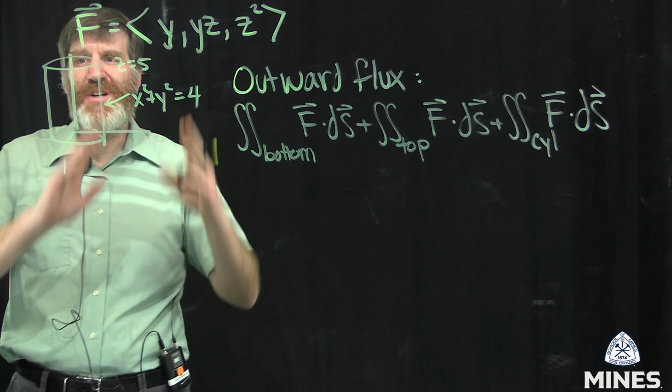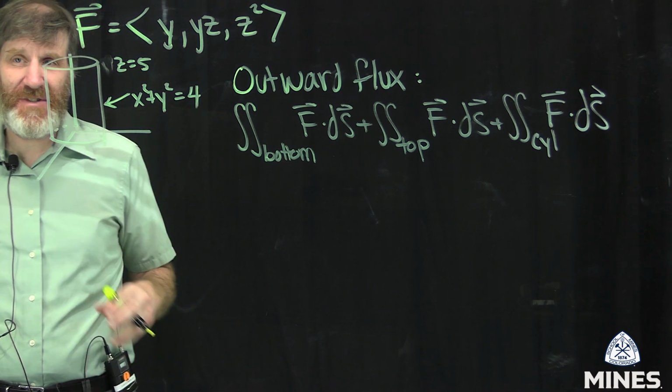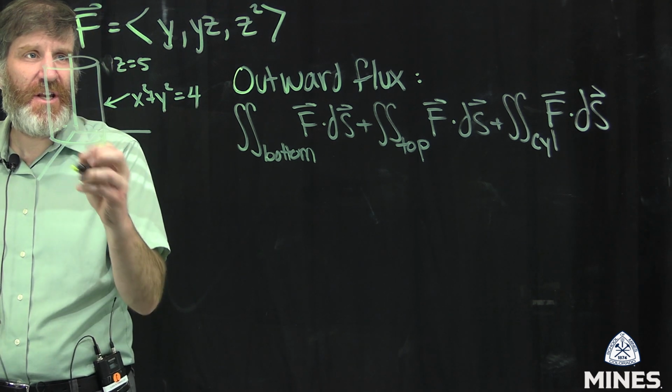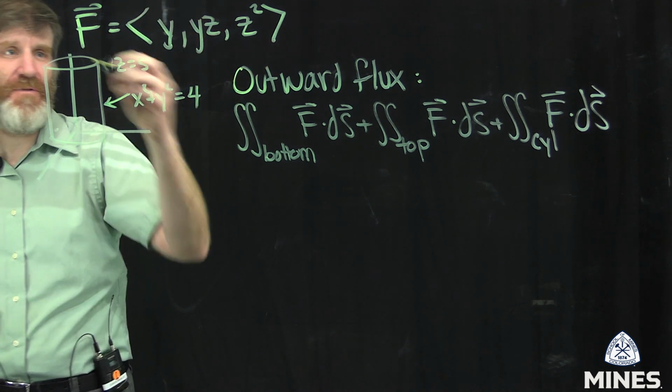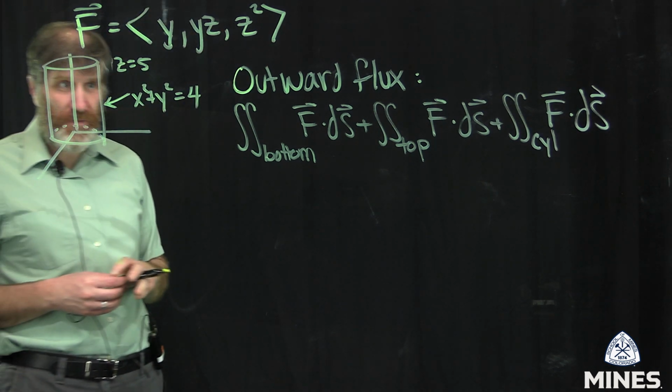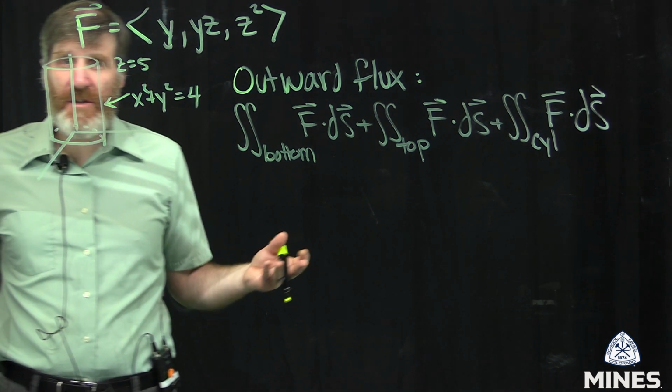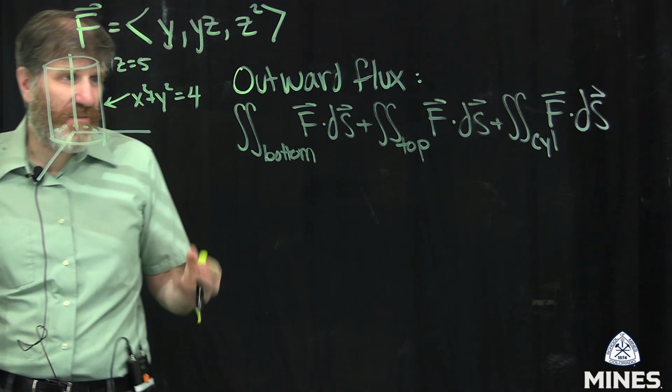We are going to find the flux of this vector field through this cylinder. We have a cylinder of radius 2 going from 0 to 5 in z. We have a vector field, and we would just like to find the outward flux. The outward flux is done through surface integrals. That's how we find the flux.